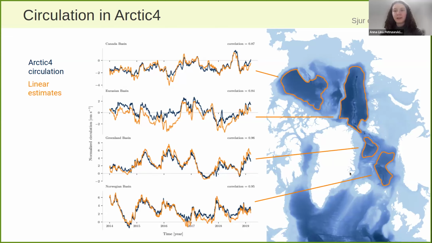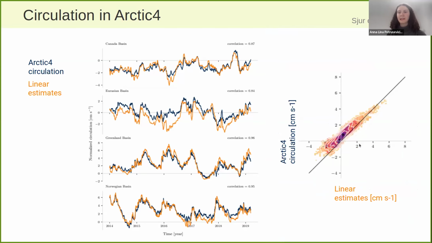It becomes even more clear when we analyze even more contours within each basin and plot it as a scatter plot, as I have done here. So if we would have a perfect match, the data would fall along this 1-to-1 line. And it does fall quite close to that, indicating again this very good agreement. However, the data seems to fall a bit closer to a line that's slightly shifted upwards from the 1-to-1 line.